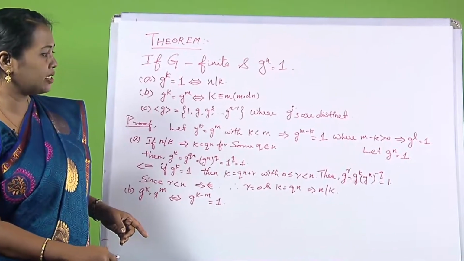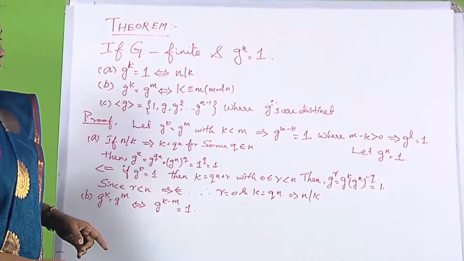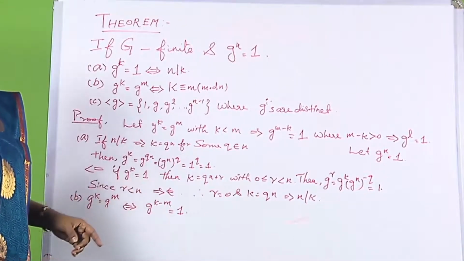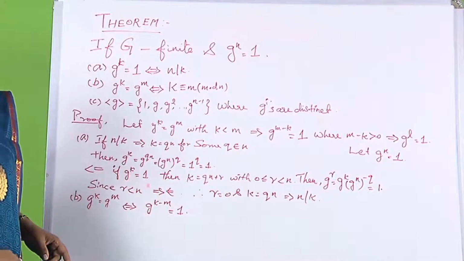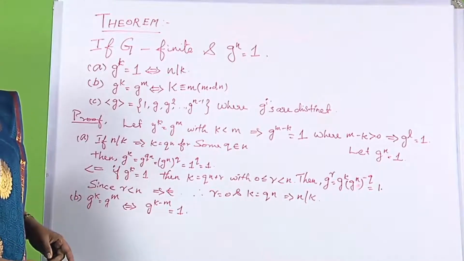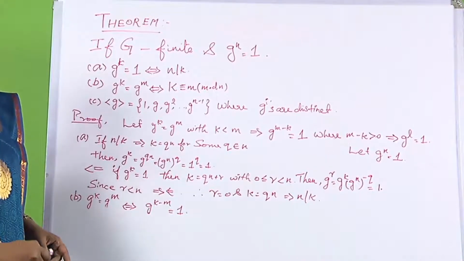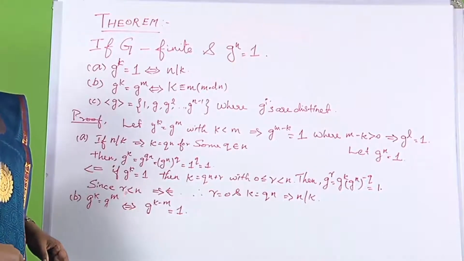So, g^r is equal to g^k times (g^n) to the power minus q, and we already know that g^n = 1. We have assumed that g^k is also equal to 1, and therefore, this will give you 1. Now, this is creating a trouble for us because r is a smaller integer than n.